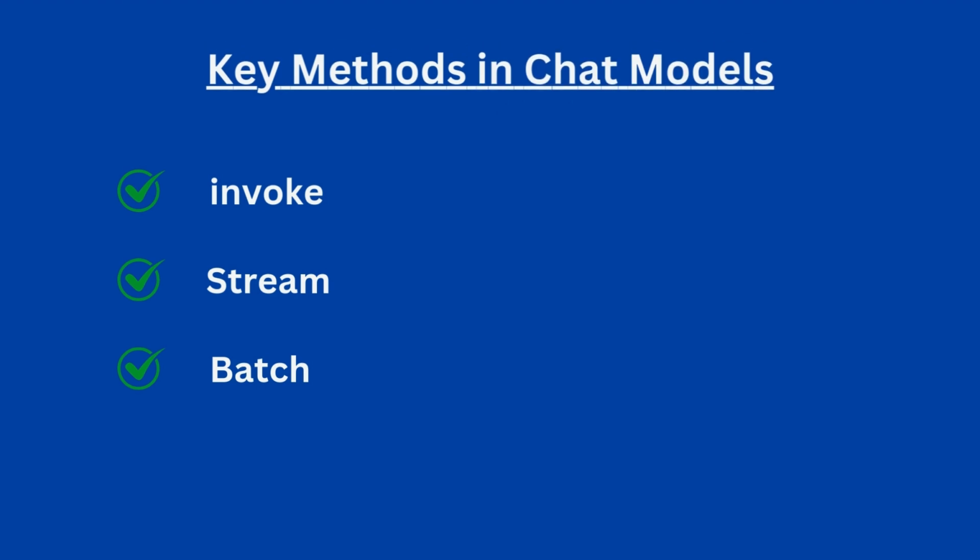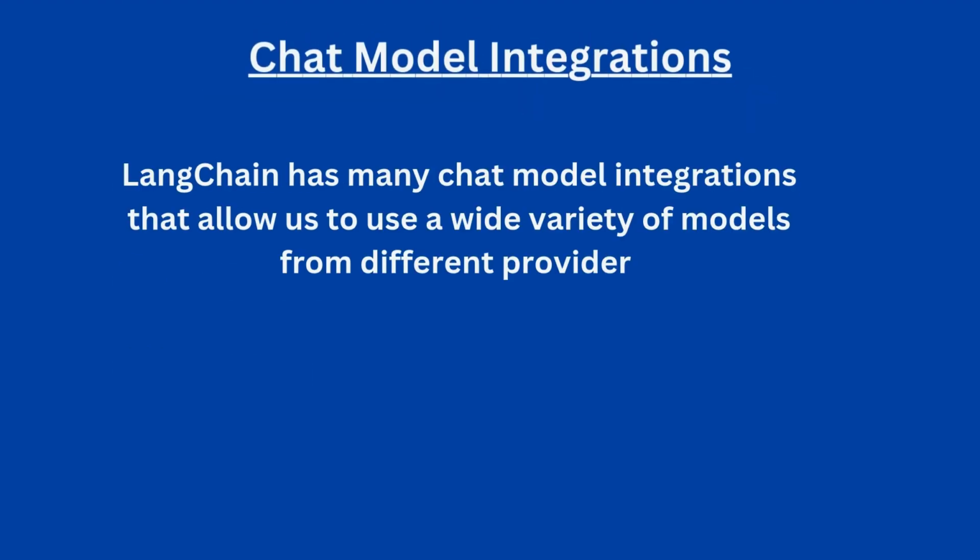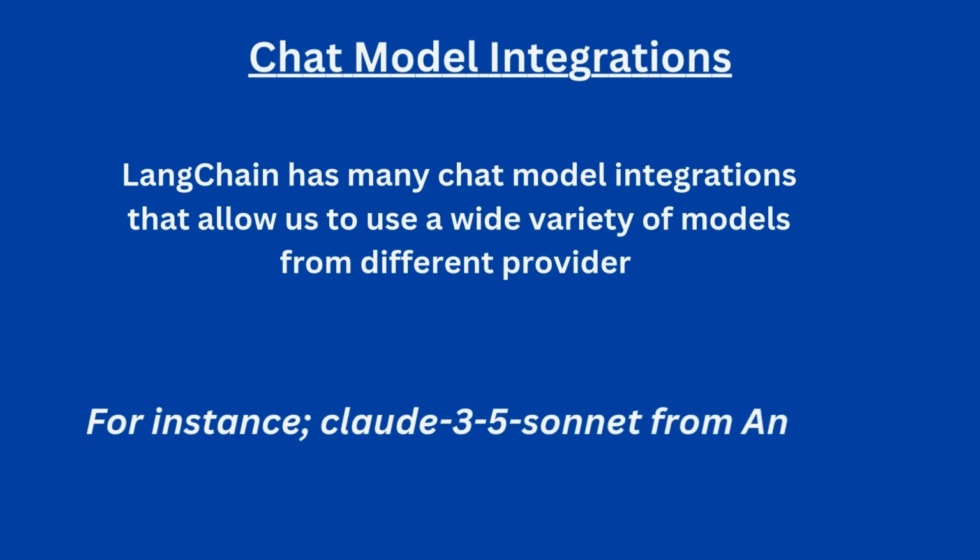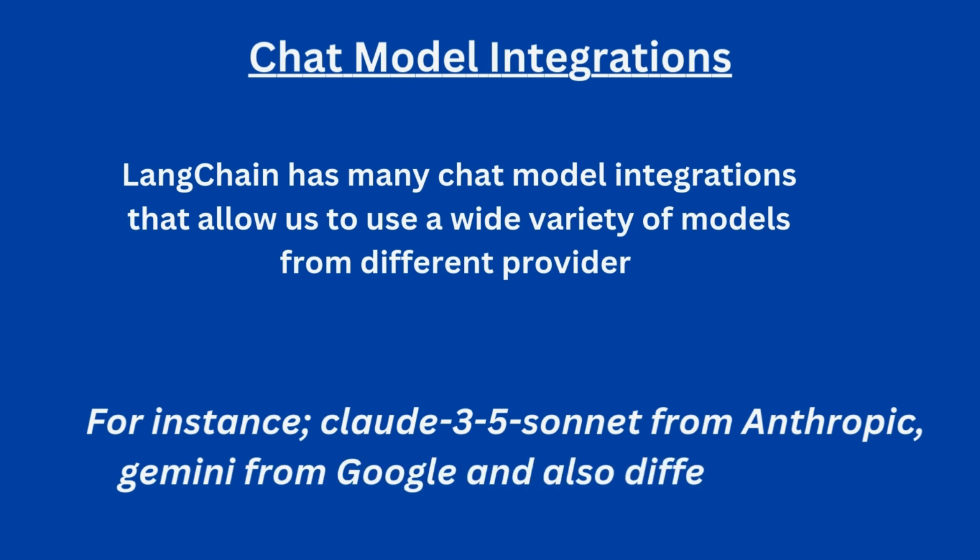The chat model also has some different key methods that you can use. We have the invoke method, the stream, and the batch. We usually reference each of these whenever we are working in LangChain. Under the chat model, we also have different integrations which allow us to work with different providers. For instance, just like we mentioned earlier, Claude 3.5 Sonnet is from Anthropic, whereas Gemini is from Google. LangChain has a way of connecting to any type of provider that we want to work with.